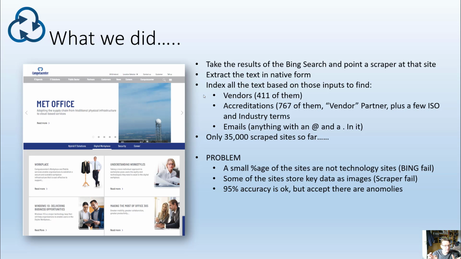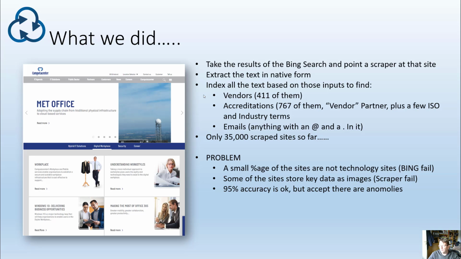So if Embedded IT comes back with embedded-it.co.uk, then that's a good match. If Embedded IT comes back with companieshouse.gov.uk/embedded IT, then it's not such a good match. So we had to put in place a process to try and ascertain the right answer to that. We then took all the text in a native form, which I've already spoken about, from that site. We then looked at indexing all of that text, 15.3 million pages, based on some specific inputs.